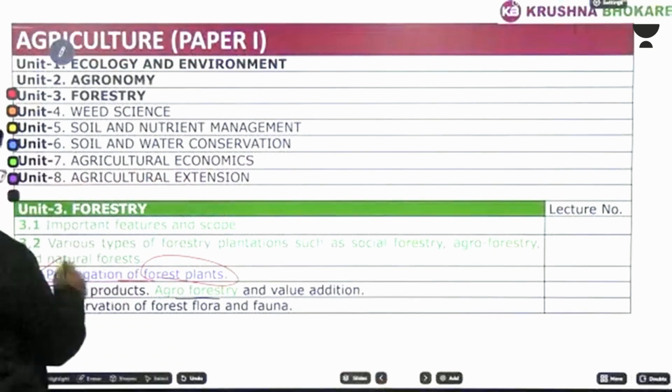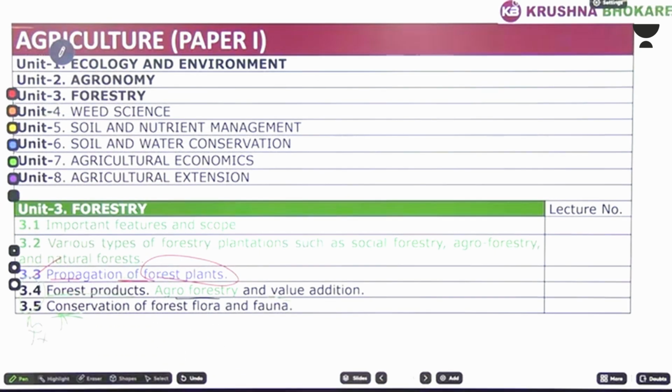So we have finished this propagation of forest plants. So that's it for today. You can leave the class.